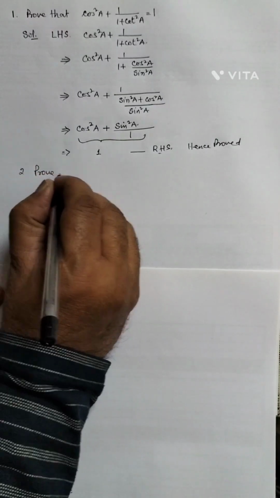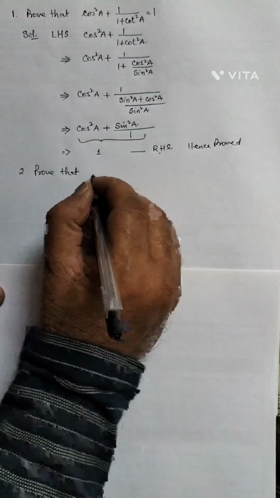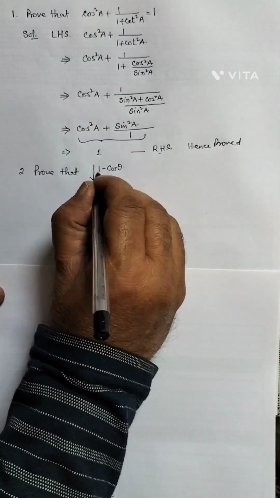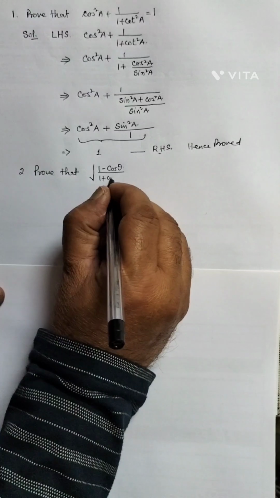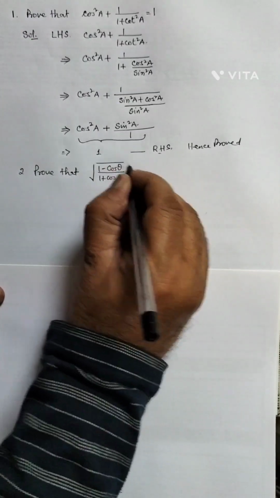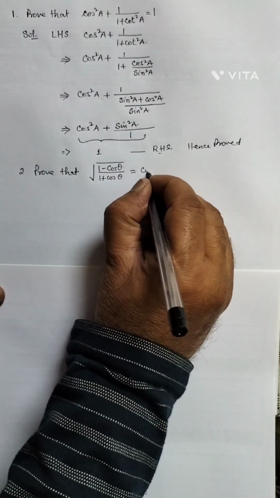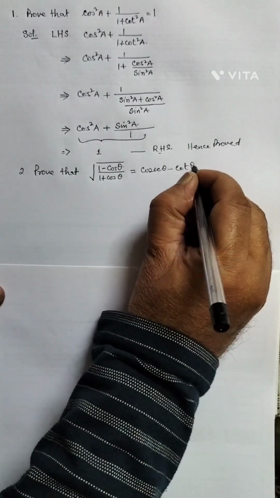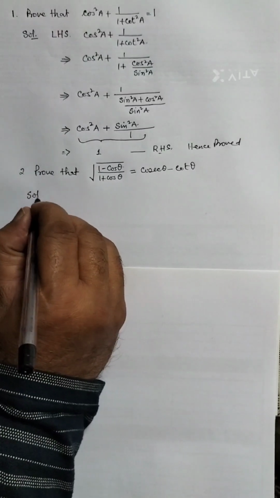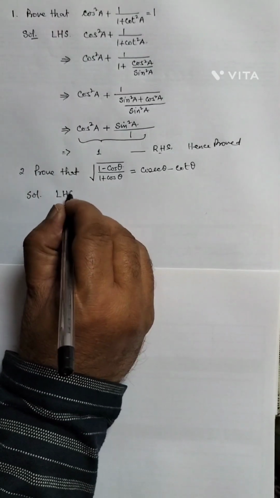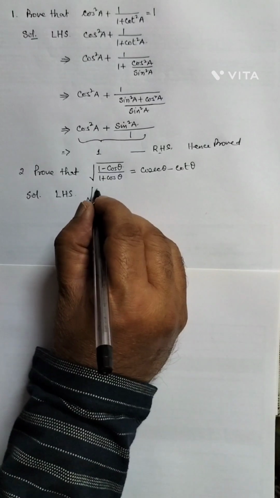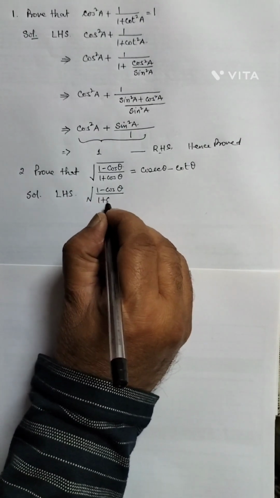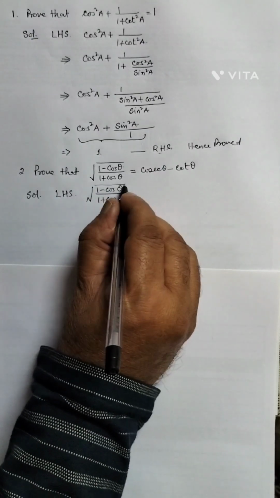Prove that under root of 1 minus cos theta upon 1 plus cos theta is equal to cosec theta minus cot theta. Now for solution, take left hand side, under root of 1 minus cos theta upon 1 plus cos theta. This is the left hand side.